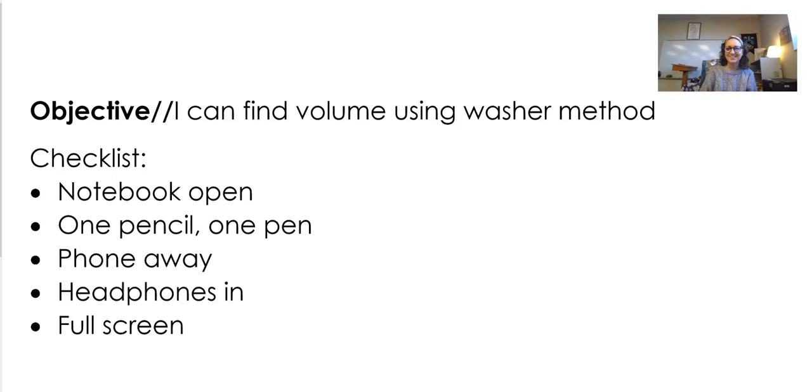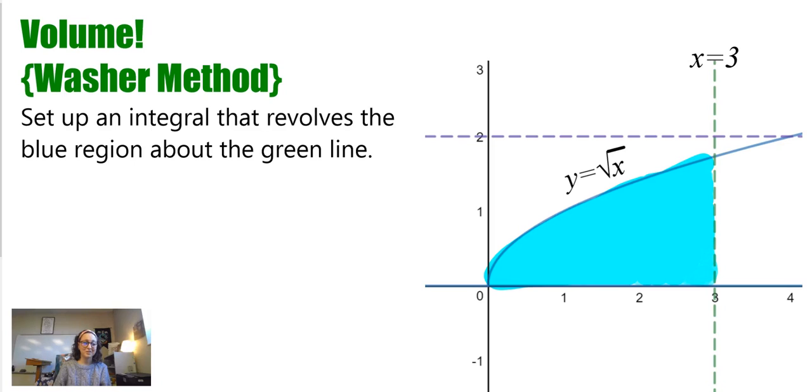I've got the checklist on the screen. You know what to do from here. All right, I'm going to force another pause on the screen. Can you go ahead and copy this graph for me? All right, so let's say I want to revolve this blue region about the line x equals 3.